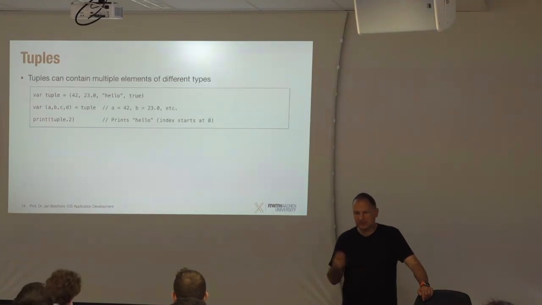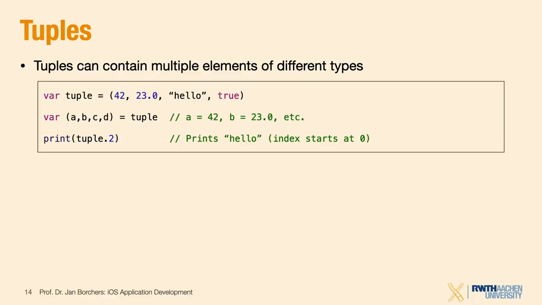Next up, tuples. This is a little easier. Basically, a tuple, of course, can contain multiple elements. These can be of different types, right? So I'm not just talking about a collection of the same type, because that would be more like an array or a set. So a tuple can contain all these different things.